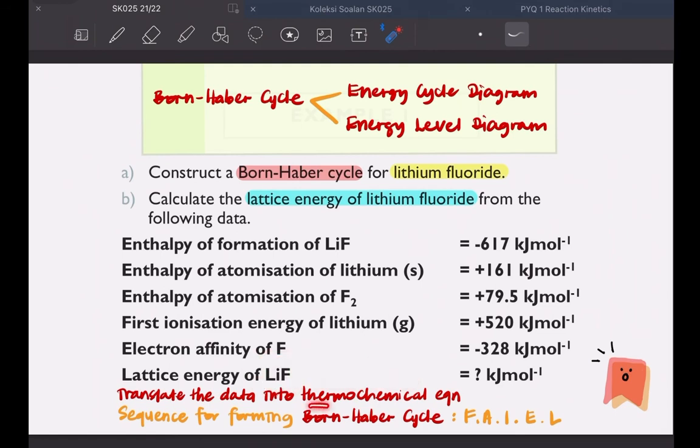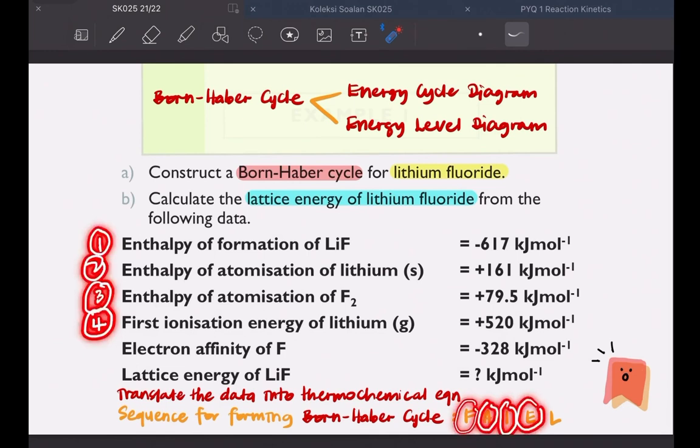After you write down your thermochemical equations, the next thing you need to do is to sequence. Sequence the thermochemical equations using FAIEL. So FAIEL is the sequence that you will use when constructing your Born-Haber cycle. What is F? F is actually formation. So this will be the first one that you will write down. And then you will continue with atomization, A. And then I is what? Ionization energy. So next is ionization energy.